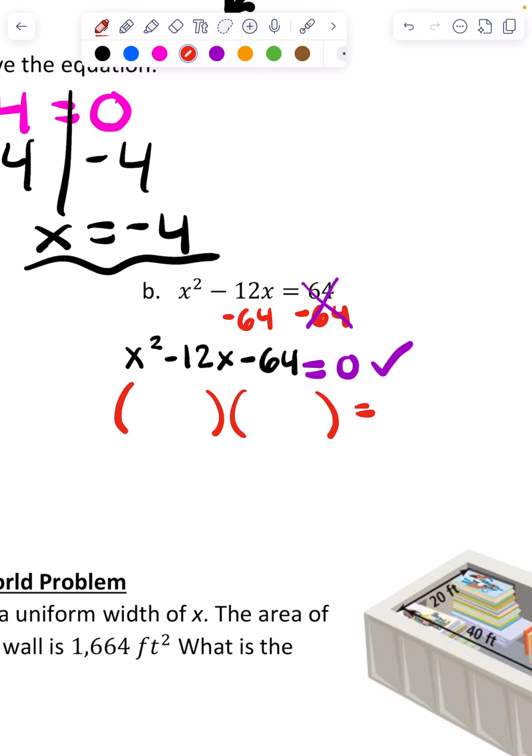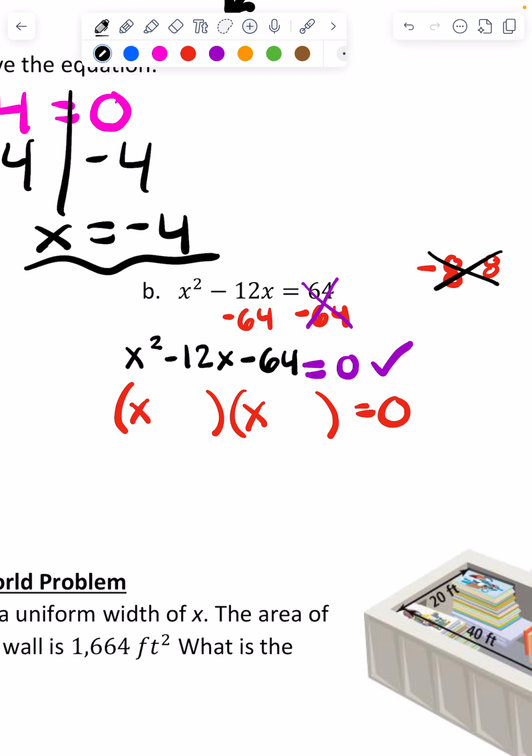This one's going to be a little bit trickier since we have negatives. We're looking for two numbers that multiply to negative 64 and add to negative 12. So my mind first went to 8. One of our factors is going to have to be negative and one's going to have to be positive if we want to multiply to a negative 64. So 8 and 8, looks like those are not going to work. So let's see, what other numbers could we do?